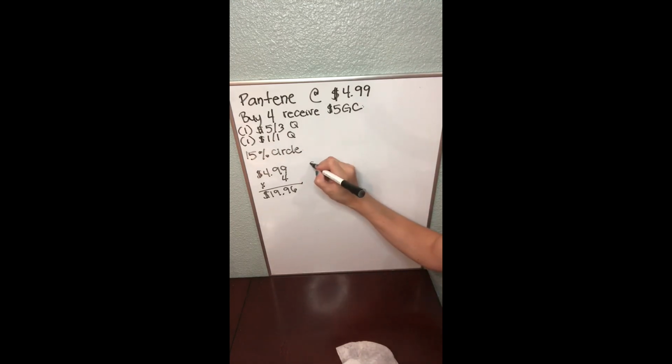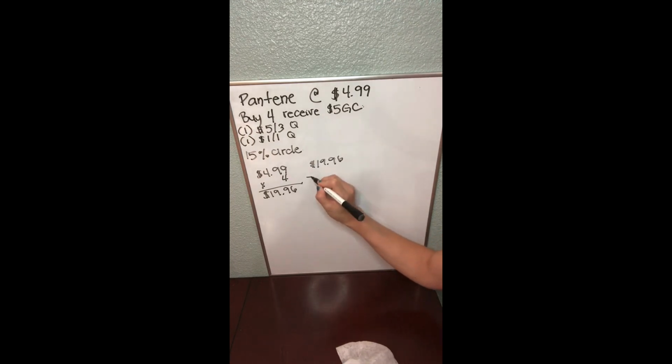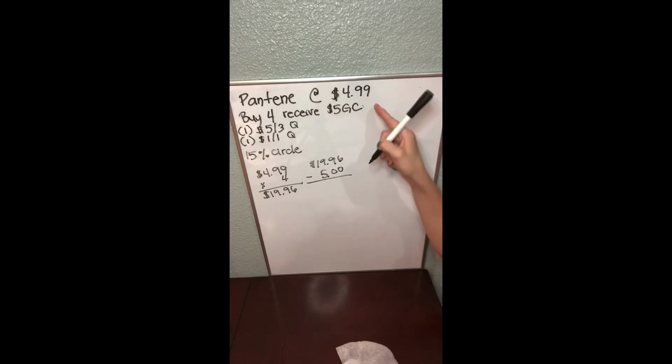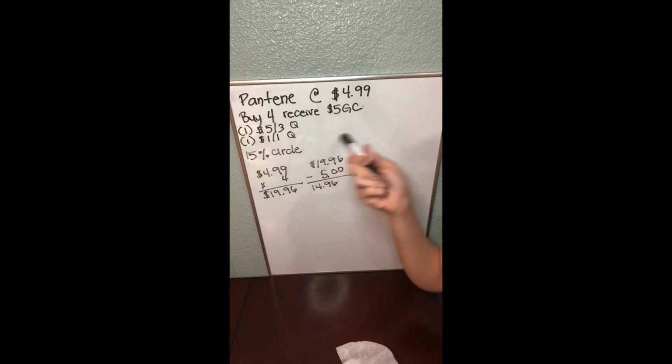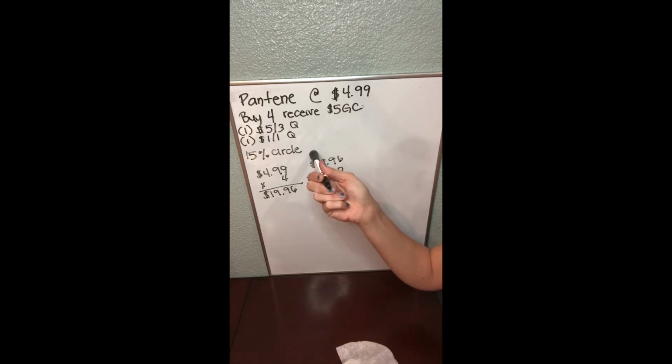So we got $19.96, and we're going to subtract the $5 gift card that we're getting here. This is just temporary, okay? So we get $14.96. Now, when I coupon, I don't like to find out how much I'm saving, because if I do, I'll just have to take the amount out of the original amount and find out how much I'm spending.